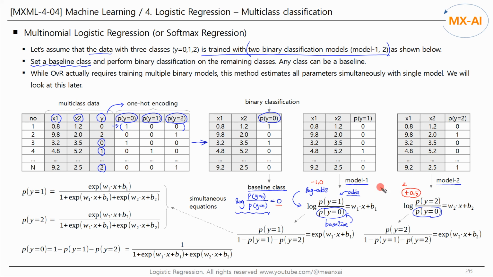If the second model has a log odds value of negative 1.5, the log odds 0 is the largest, so the class of this test data point is predicted to be 0. And any class can be a baseline. While OVR actually requires training multiple binary classification models, this method estimates all parameters simultaneously using a single model. We'll look at this in detail later in the hands-on code.